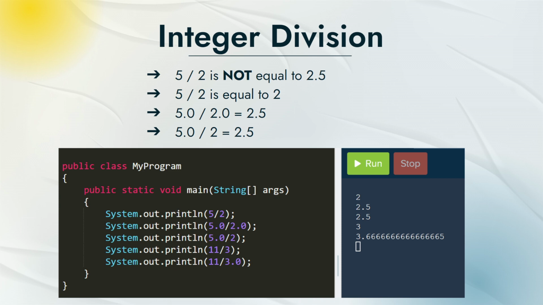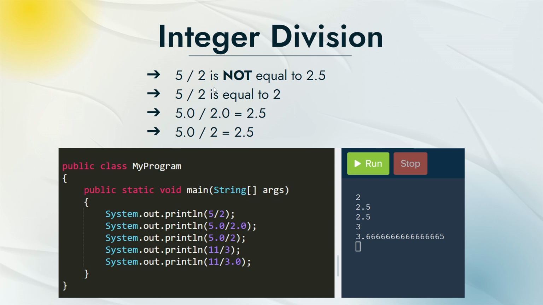So a lot of people might think, then shouldn't 5 divided by 2 output 3 because 2.5 rounded is 3? However, that's not how Java works. Java doesn't round the decimal. It simply truncates it. What that means is that everything after the decimal vanishes. It erases it. Okay, not destroys it, but it completely gets rid of it.